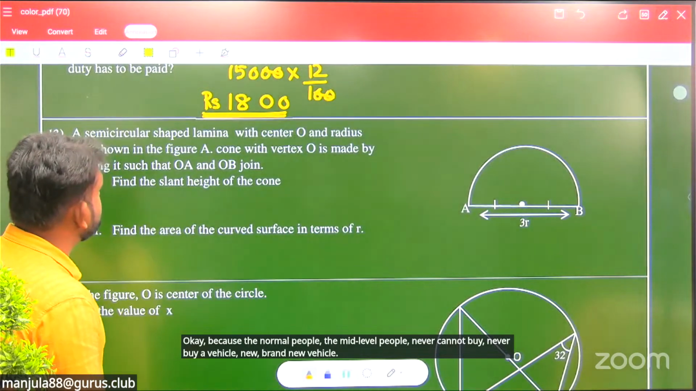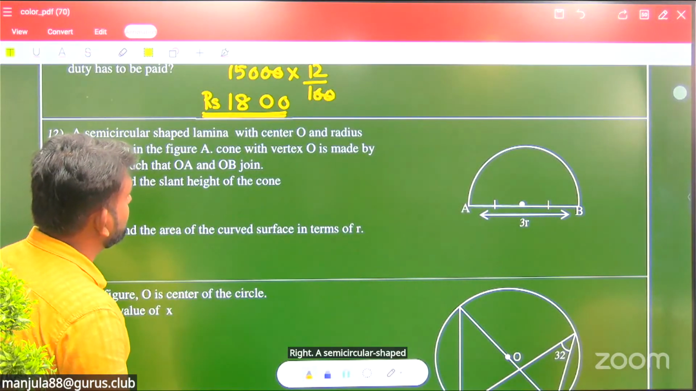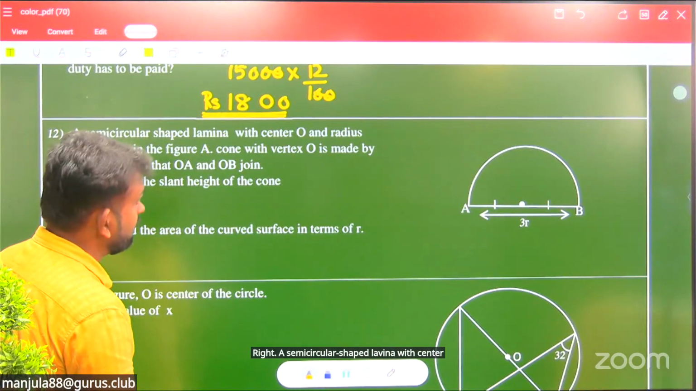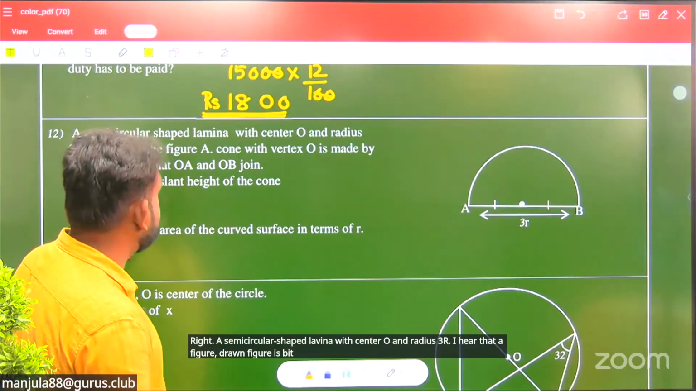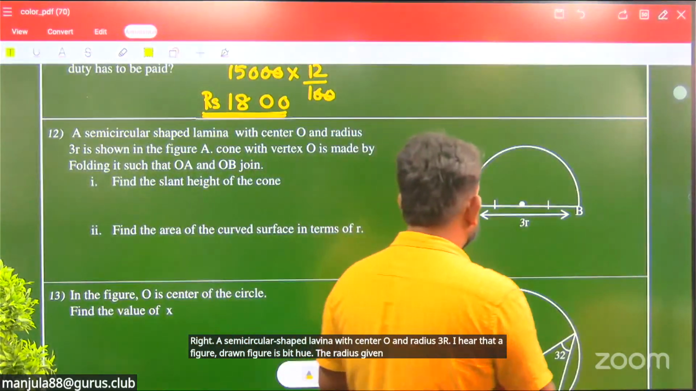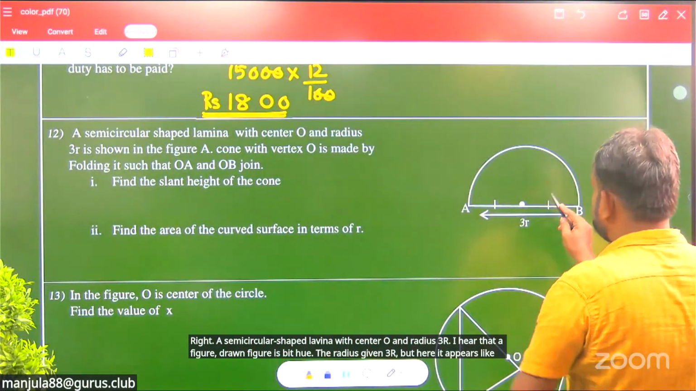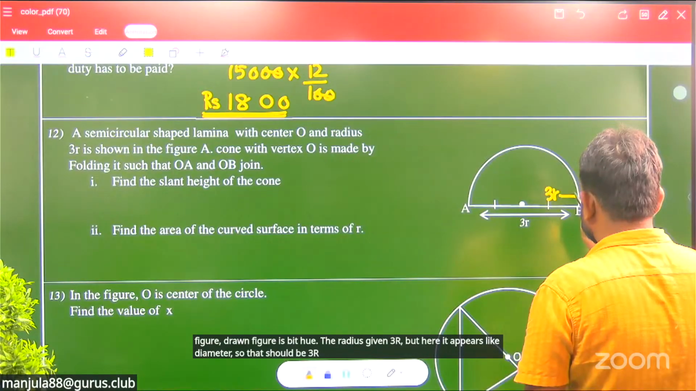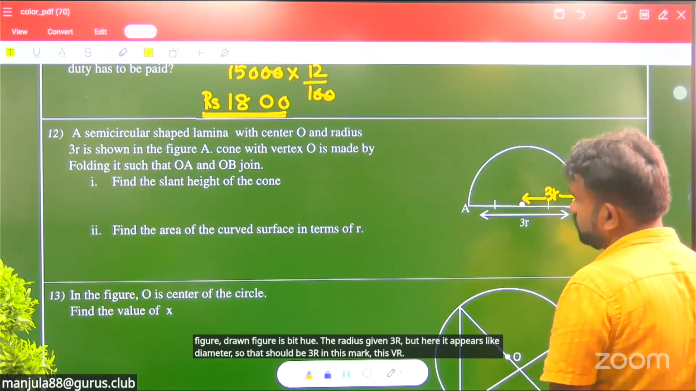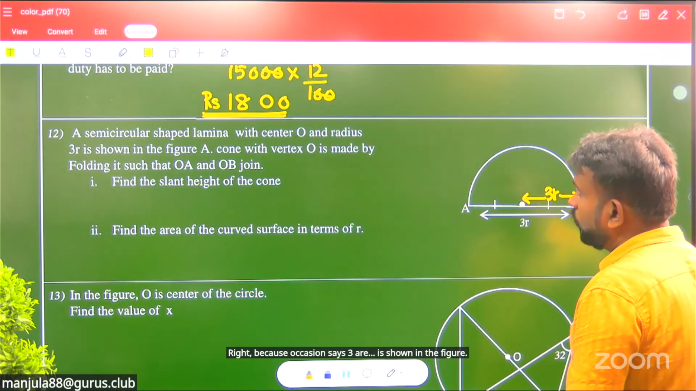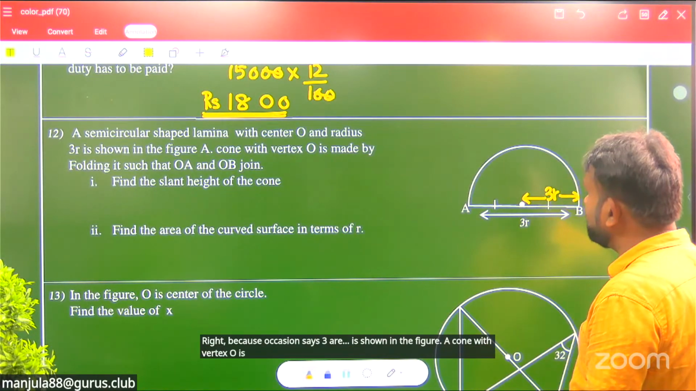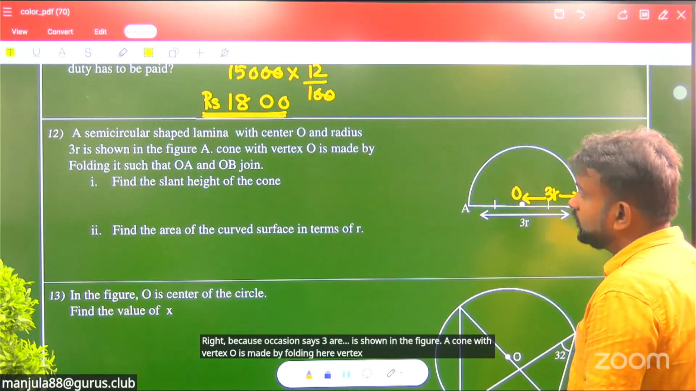Right. A semicircular shaped lamina with center O and radius 3R. The drawn figure is a bit of an issue. The radius is given as 3R, but here it appears like a diameter. So it should be 3R marked this way, because the question says 3R is shown in the figure. A cone with vertex O is made by folding. Here the vertex is O, folded by OA and OB joining.